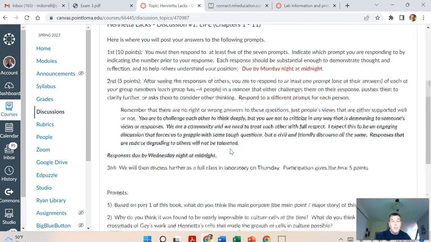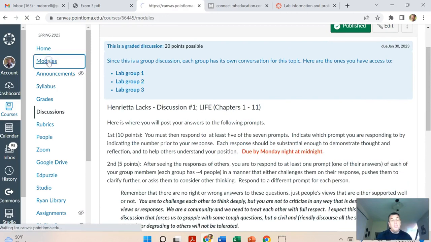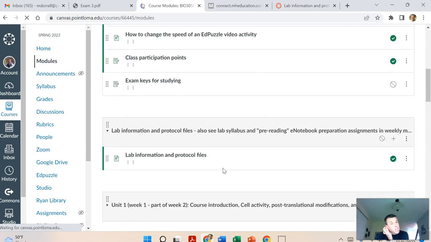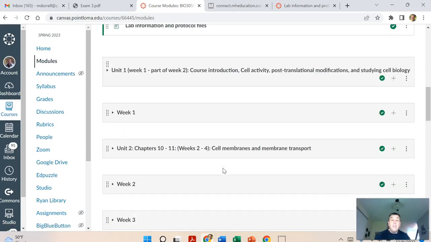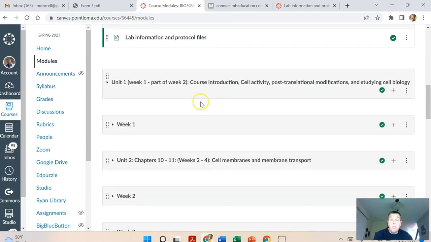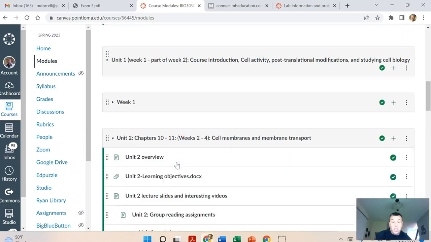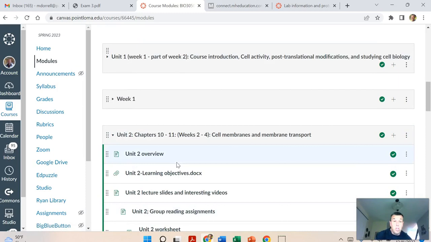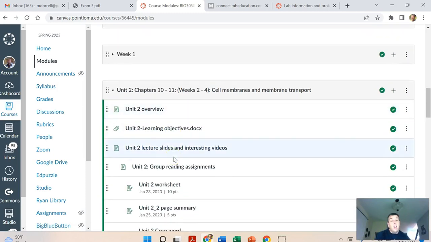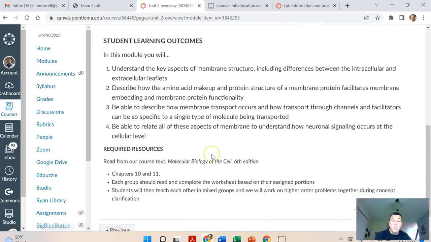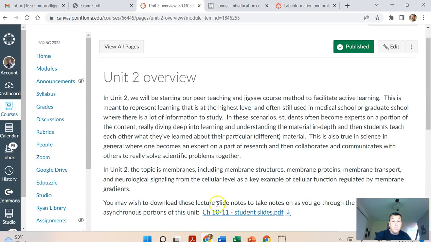All right. So if we go back to modules here, the other thing I just want to point out is two things. You can find all the information for a unit in this unit overview. Each unit has a unit overview, and within that there's some information on the unit itself. You can read about what you should be learning, the overall learning outcomes, things like that. This is where you can also find slides.